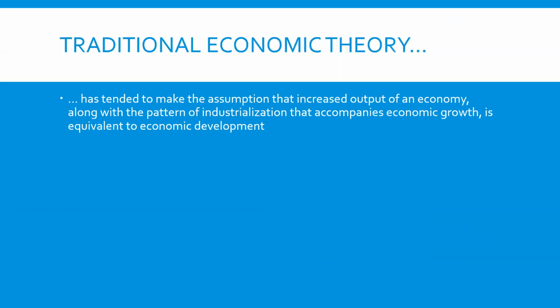So traditional economic theory has tended to make the assumption that increased output of an economy, along with the pattern of industrialization that accompanies economic growth, is equivalent to economic development. So distinguish between economic growth and economic development. Economic growth is quite simply, we're producing more. Traditional measure, GDP goes up. Economic development is a bit broader. It's taking into account not just our wealth, but also things like our health and our education.